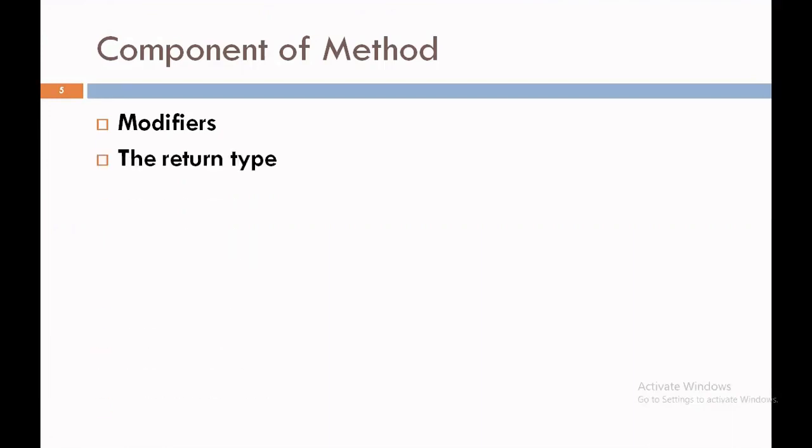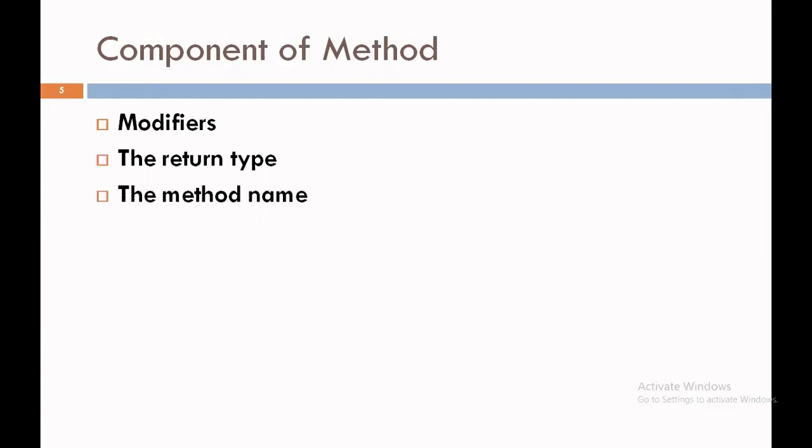The second component of the method is the return type. It is optional. A method can return a value which could be any of integer, string, character, float, or nothing. In case a method is not returning anything, then we have to specify void. Void means it does not return anything. A method which is not returning anything or has a void return type is known as a procedure. If a method is returning a value, then it is known as a function.